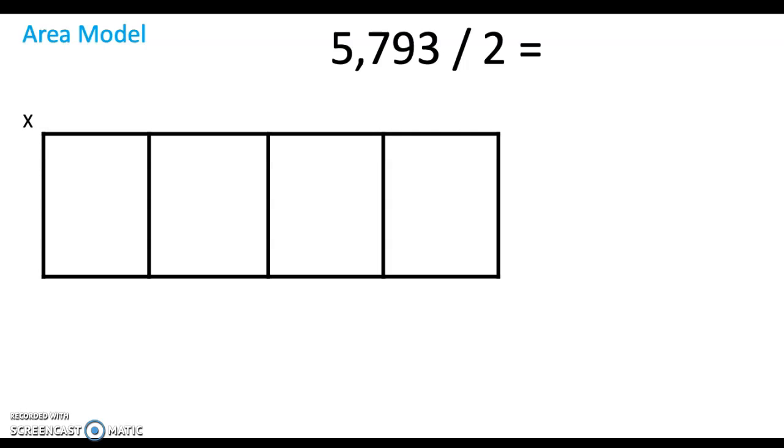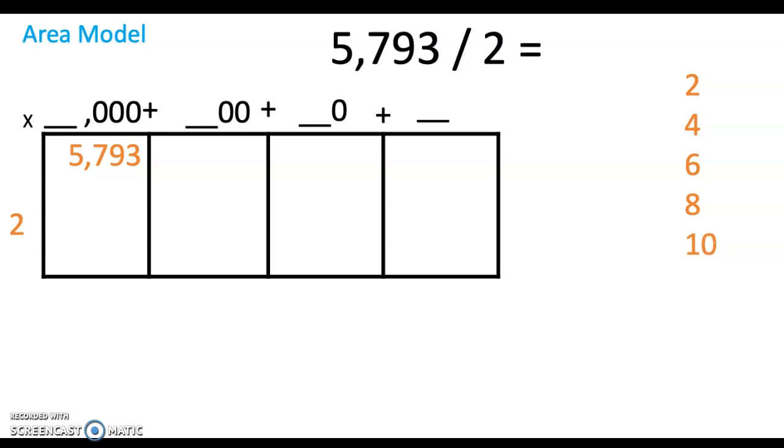5,793 divided by 2 using the area model. We're going to need 4 boxes for our 4 place values. And when we label them, we're going to have a thousands place, a hundreds place, tens, and ones. And we'll put our 2 on the side and our 5,793 on the inside.